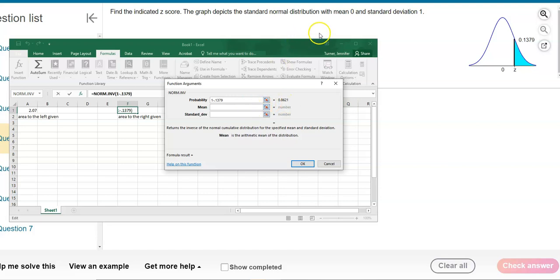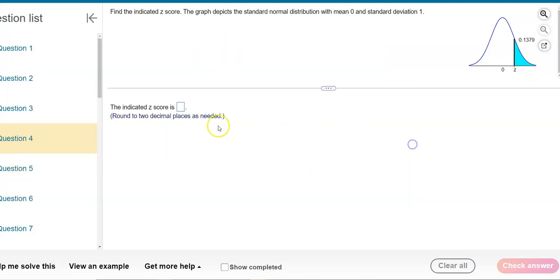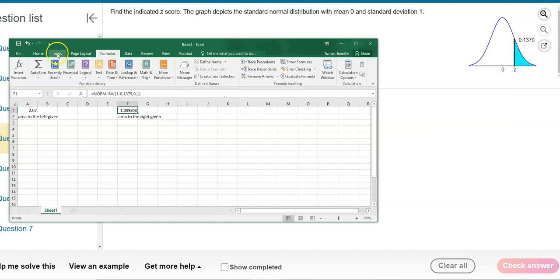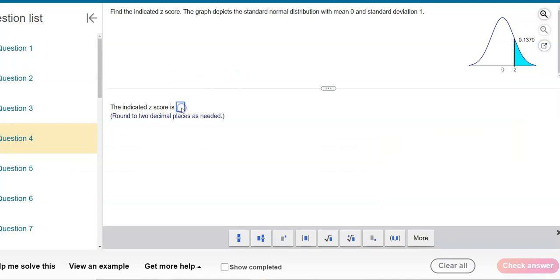So just like the last time, the mean here was 0 and the standard deviation is 1. So we're going to type in 0 and 1 and hit OK. Again, this has too many digits. We only want 2 decimal places for this question. So we're going to go to Home and to this icon right here to decrease until we have the right number of digits. So 1.09 is going to be the z-score here.